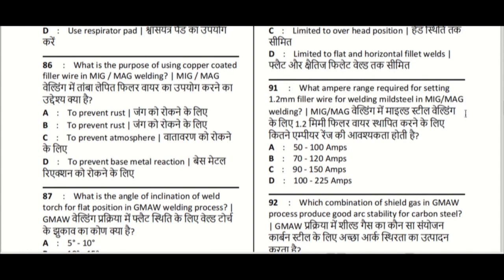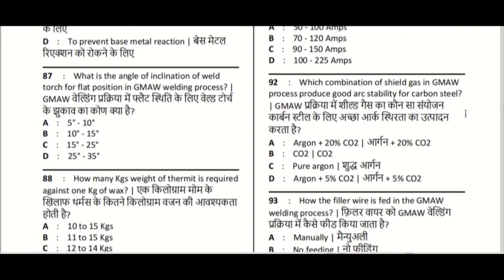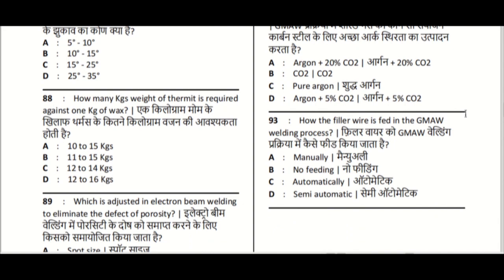There is around 150 plus or minus amps required. The exact option is 100 to 225 ampere. This combination of shield gas in the gas metal arc welding process produces good arc stability for carbon steel. Around 95% of argon plus 5% of carbon dioxide mixture is more suitable for good arc stability.